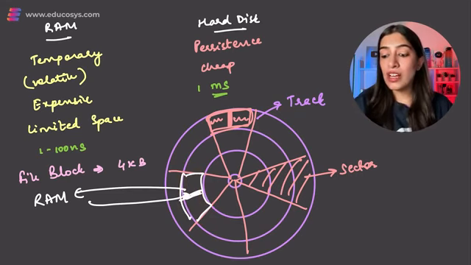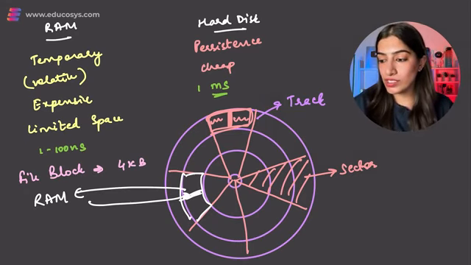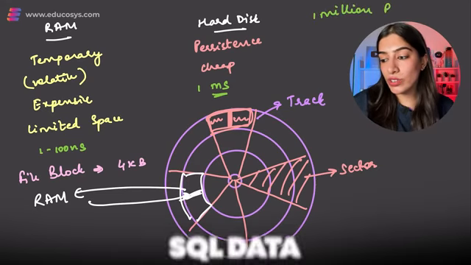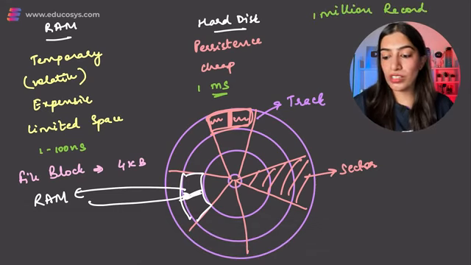So this is how it works. But let's understand what impact it has on us. Let's take an example: suppose we are dealing with 1 million records. Now, if we are dealing with SQL data, each record is going to be a row.